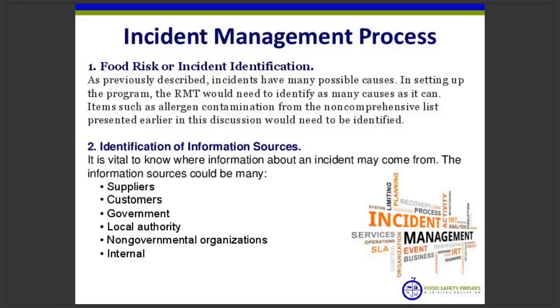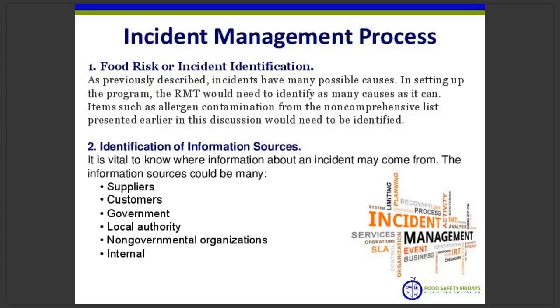And after that, an example item such as allergen contamination from the non-comprehensive list presented earlier in this discussion needs to be identified. Again, all the possible causes should be clearly defined and identified before we start any kind of incident management process. The second step is identification of information sources.